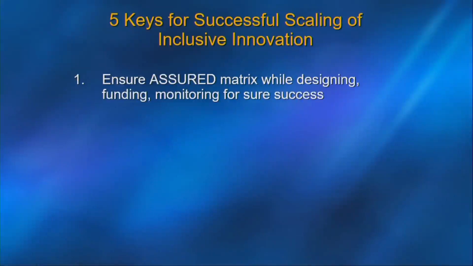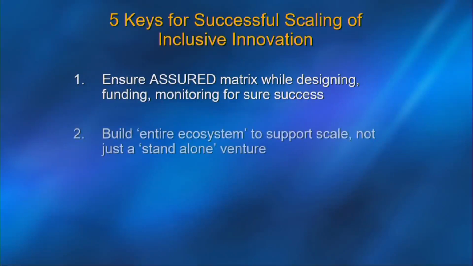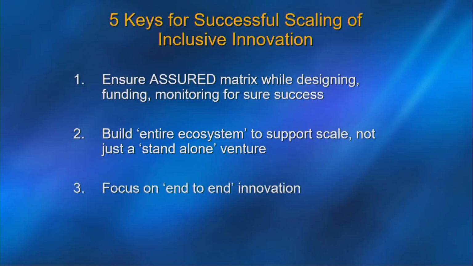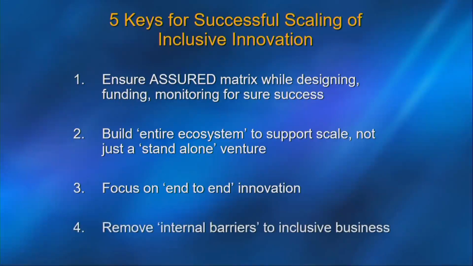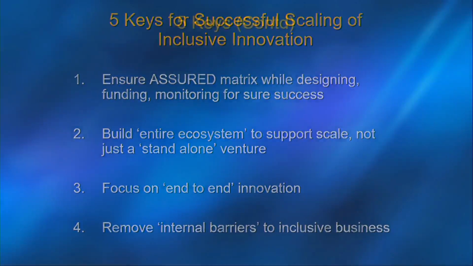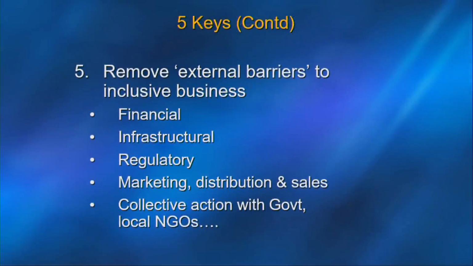Let me, while ending, summarize for you the 5 keys for successful scaling. I think first is that we have to ensure assured metrics. One or two of these fail and then the whole thing goes awry. We have to build an entire ecosystem to support scale, not just standalone. We must focus on end-to-end innovation, and we have to remove the internal barriers. Many of them are mental, by the way, for inclusive business. And as far as external barriers are concerned, there will be financial, infrastructural, regulatory, marketing, distribution, and collective action with government, local NGOs all coming together.